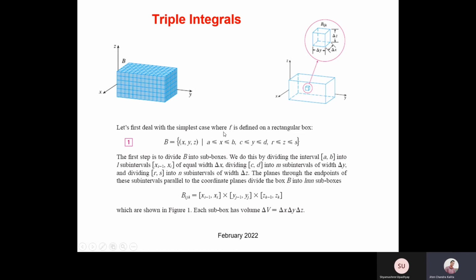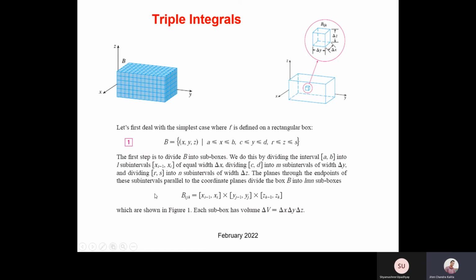Let us first deal with the simplest case where f is defined over a rectangular box, and this box is defined as this. Then the first step is to divide B into subboxes. We do this by dividing the interval AB into L subintervals like this. As I have told you, you can consider each of those subintervals to be of equal length, or even if they are not of equal length, it is going to work. You don't need to worry about it. Similarly, CD into M subintervals and RS into N subintervals. Each of the subintervals has widths delta x, delta y, and delta z respectively.